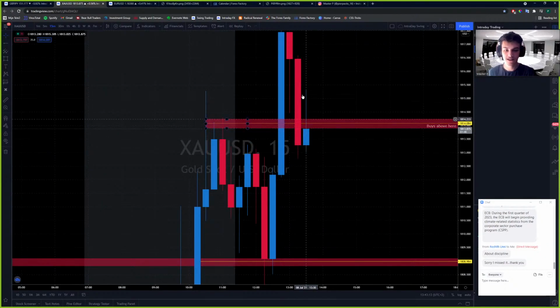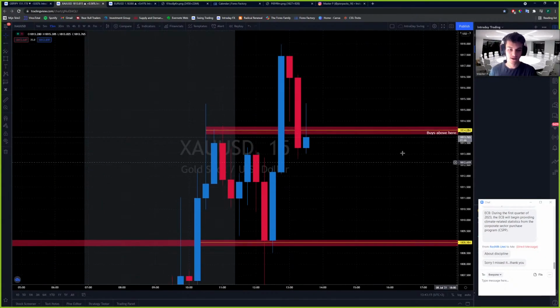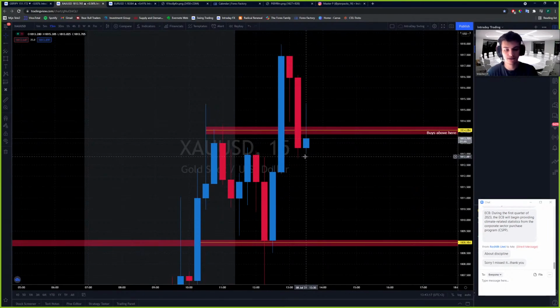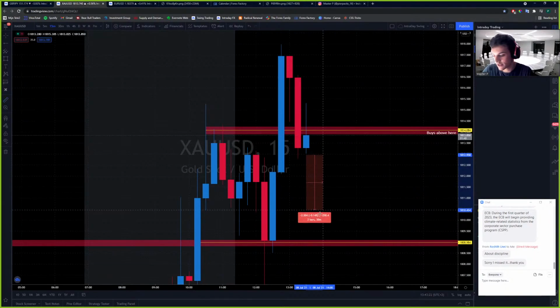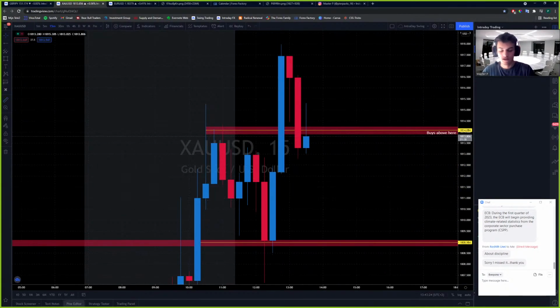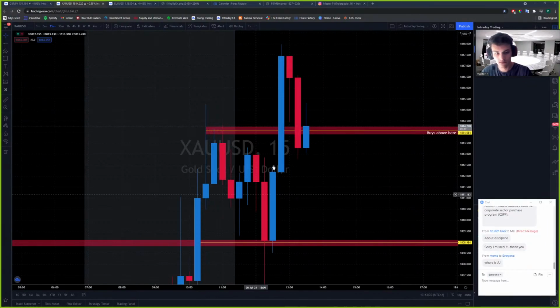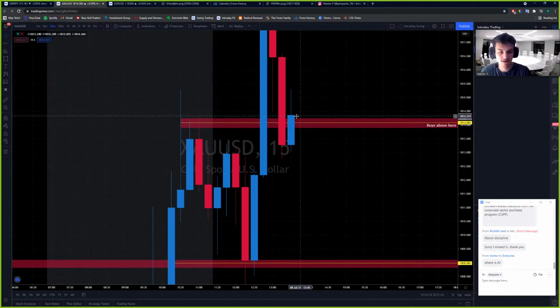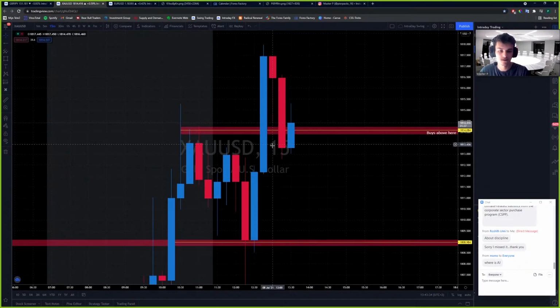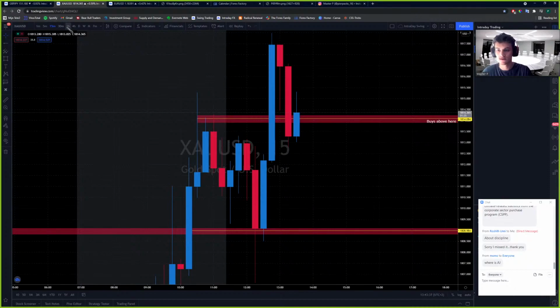Yeah, so I like the way this 15-minute is looking right now. If we can close like this, and the next 15-minute breaks the low, that would be pretty good. Then I would be in a sell. So I'm gonna get my magic keys ready for this opportunity. If it closes above, then there's no sells, for me.